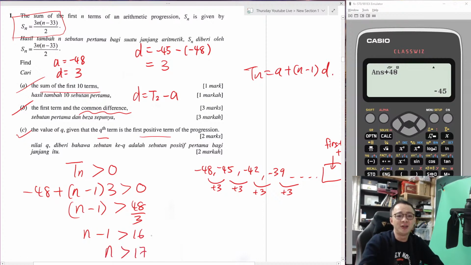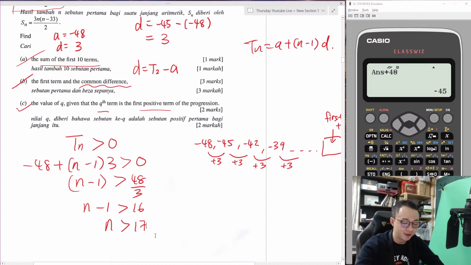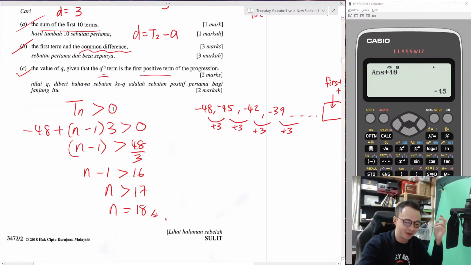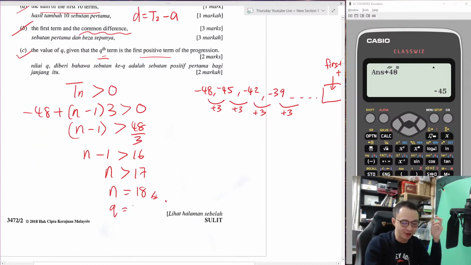So therefore, the first positive term I will get is after 17, which is 18. So when it is the 18th term, I will actually get a positive number. Therefore, they say it's the Q term, so Q is equal to 18.